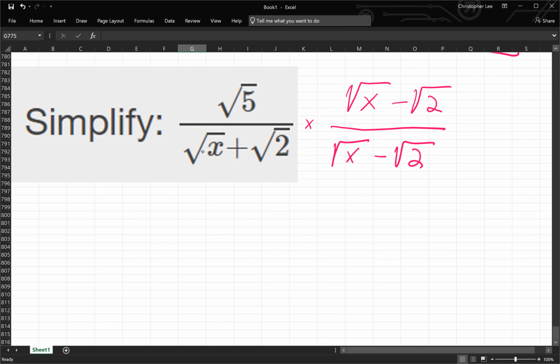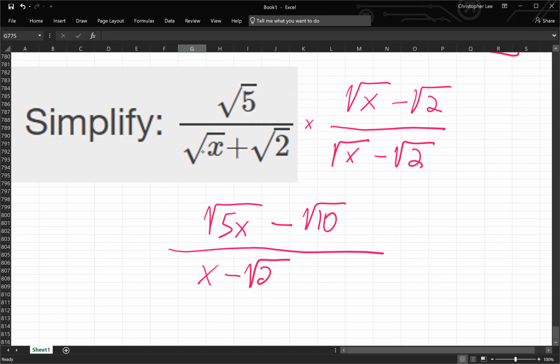So square root of 5 times square root of x, this is square root 5x. Minus square root of 5 times square root of 2, this is square root 10. All divided by square root of x times square root of x, which is just x. So square root of x times negative square root 2 is negative square root 2x. Square root 2 times square root x is plus square root 2x. And square root of 2 times negative square root 2 is negative 2, right?